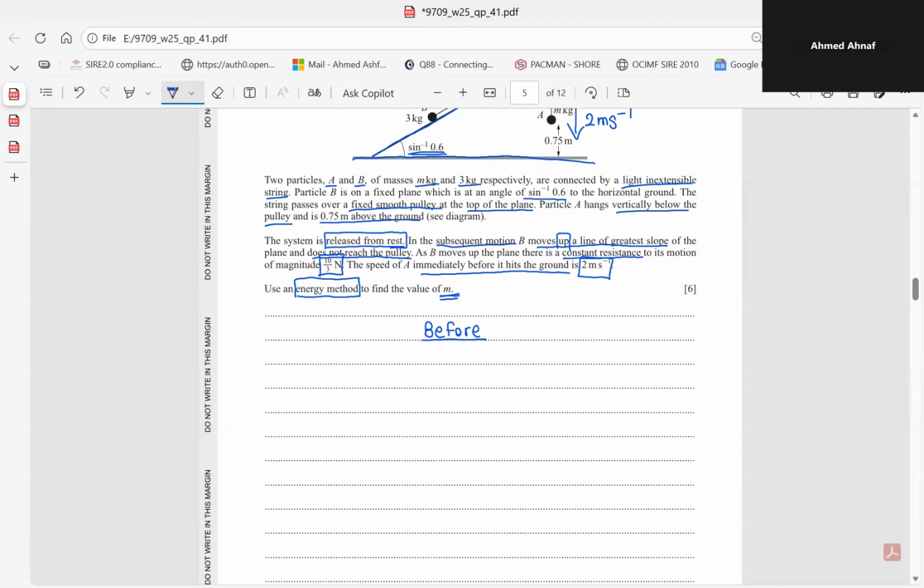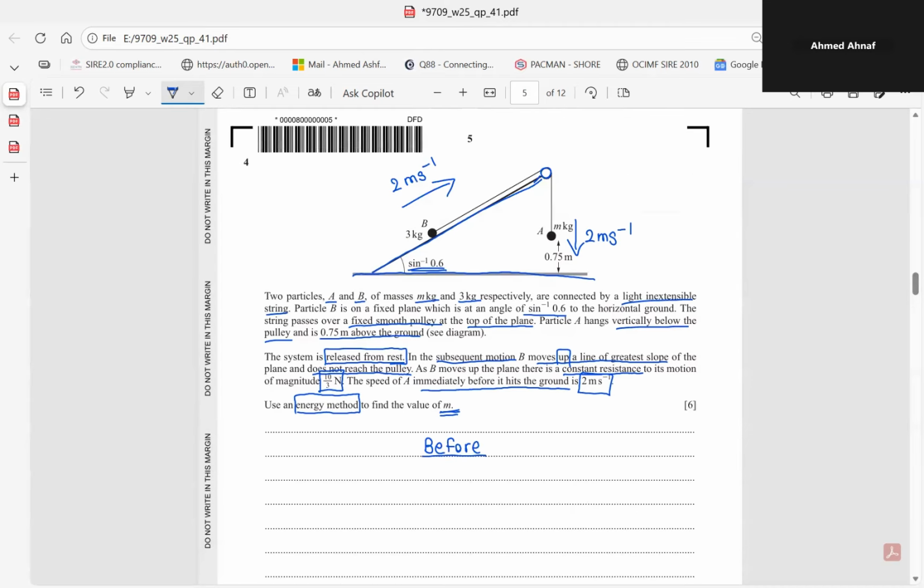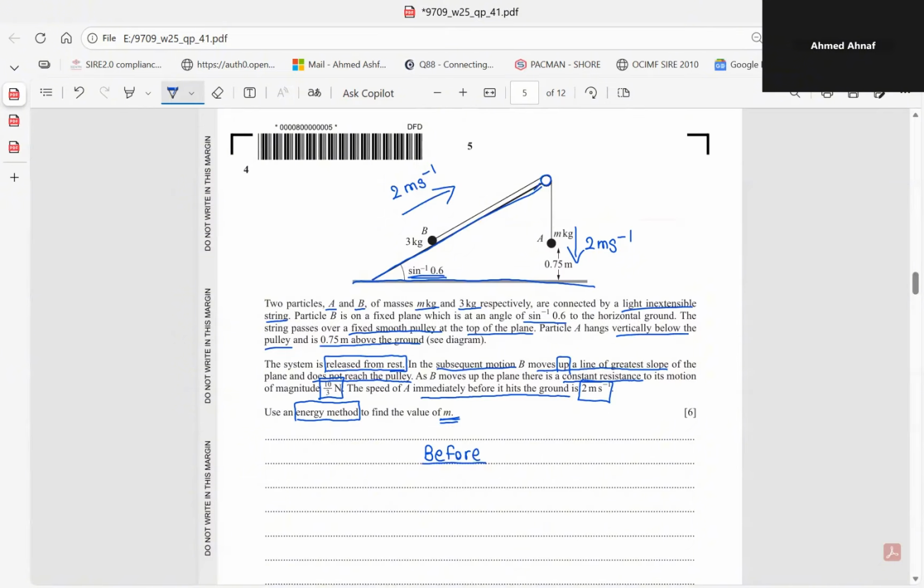Yeah, at the instant that it was at rest. Basically, this instance that they're showing us in the diagram without all the annotations. Before it was released, they were obviously not moving, so there's no KE. However, both of them were above the horizontal ground.